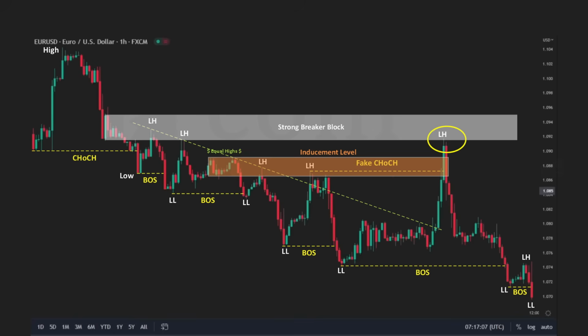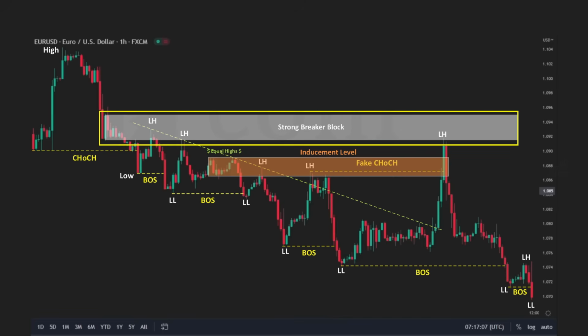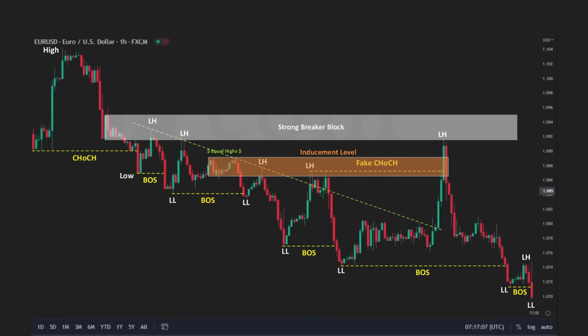But as you can see, price eventually pushes upward, sweeps the trendline liquidity, takes the stop losses resting above the inducement level, and finally reaches the higher unmitigated order block. After sweeping the liquidity resting above the equal highs, price rapidly reverses to the downside.